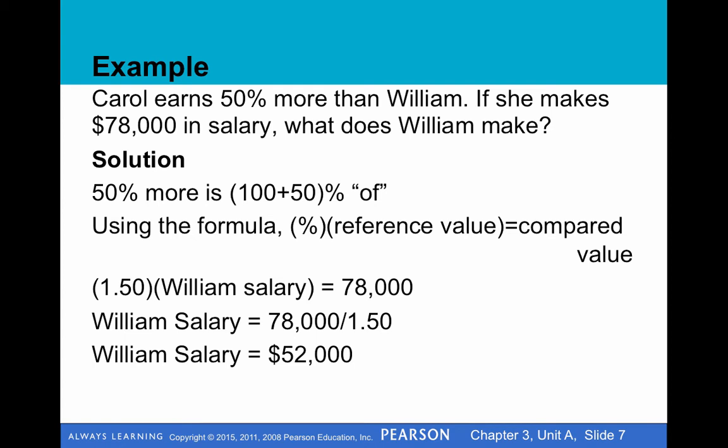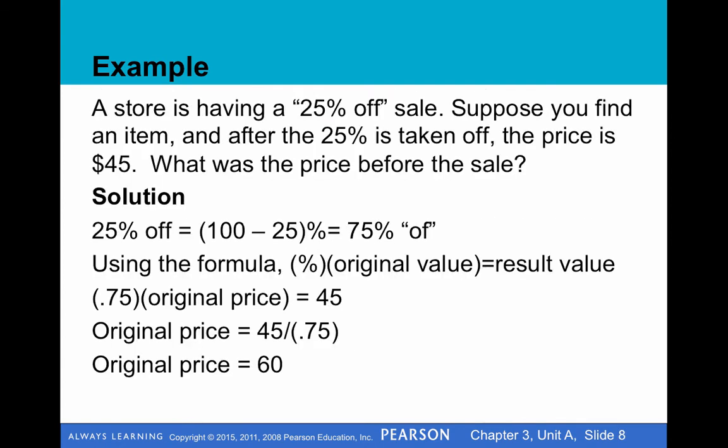And if you took 50% of 52,000, which is 26,000, and added it onto the 52,000, you would get Carol's salary of 78,000. All right, another one. A store is having a 25% off sale. Suppose you find an item, and after the 25% is taken off, the price is $45. What was the price before the sale?